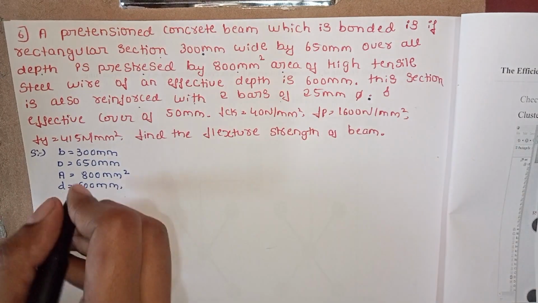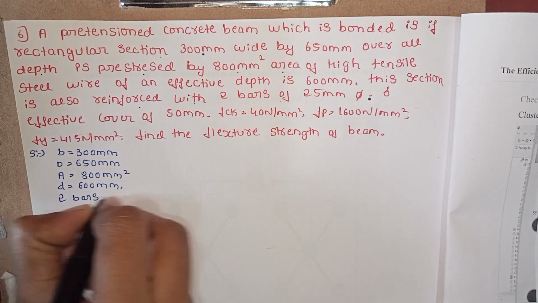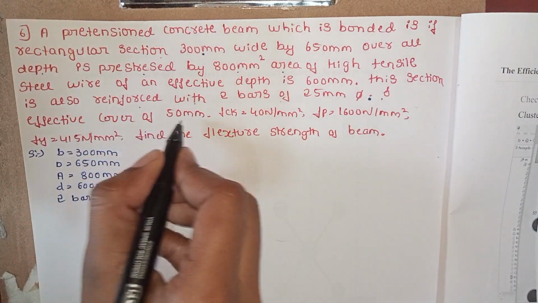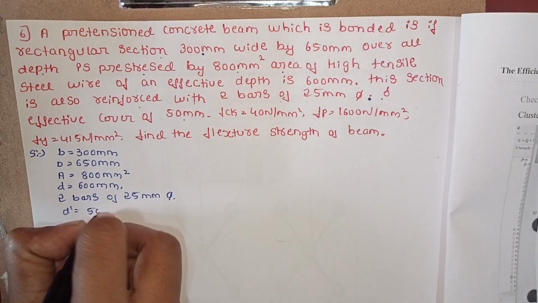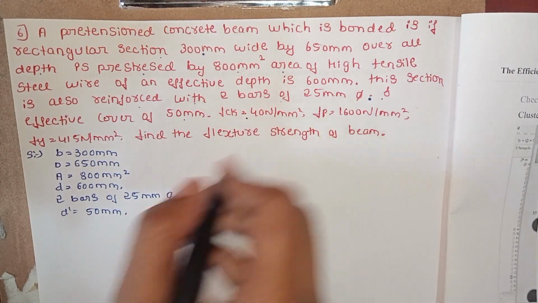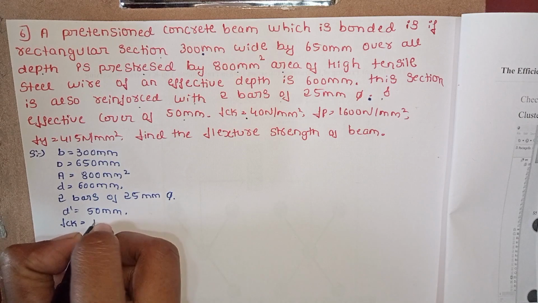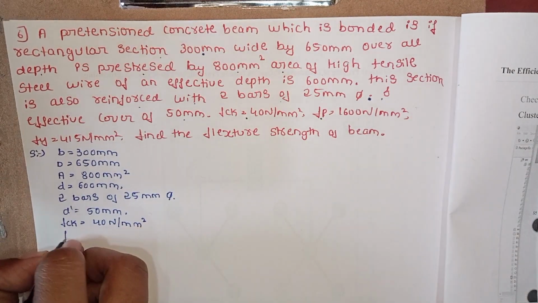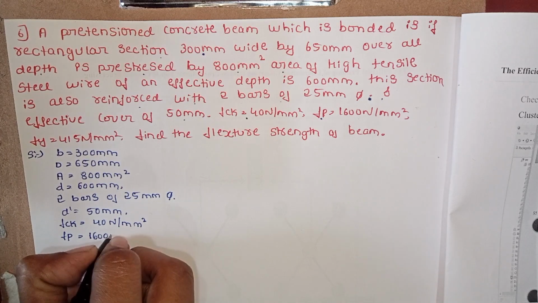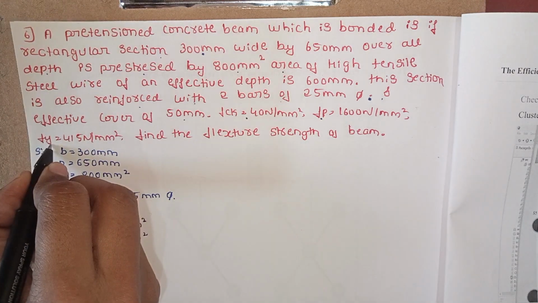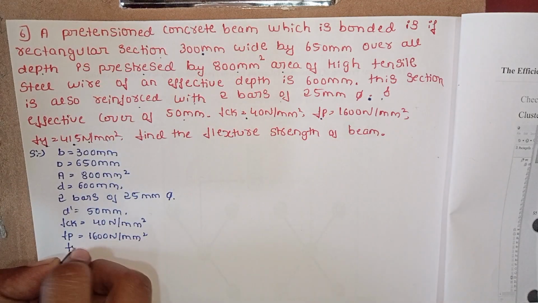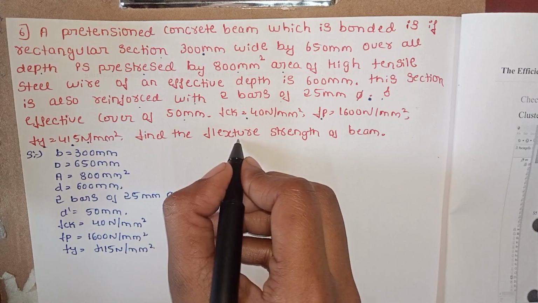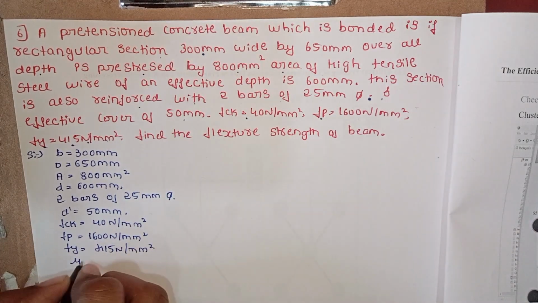Write it as it is. 2 bars of 25 mm dia and effective cover of 50 mm, means d dash equal to 55 mm. fck equal to 40 Newton per mm square. fp equal to 1600 Newton per mm square. Then fy is 450 Newton per mm square. Find the flexure strength of the beam, means M equal to question mark.